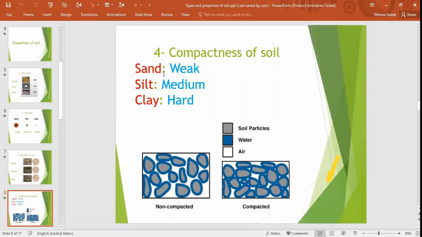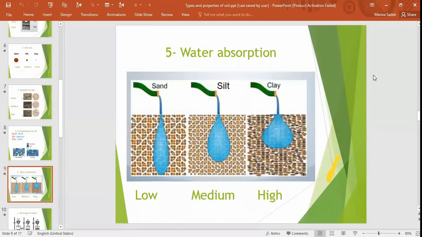Which one of them is called highly compacted, and which one weakly compacted? Sand is like this one, weakly compacted. What about clay? Clay is like this one, highly compacted. So again, sand, weakly compacted. Clay, highly compacted. Silt, medium, between both of them.